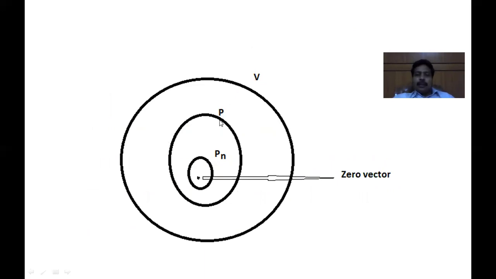And in this P, there is another subset, Pn, which is also a vector space itself. So it is a subspace of P, and it is a subspace of V also. But here you have to observe that the zero vector must be in the common area. So each vector space must contain this zero vector. This vector space must contain this zero vector also. So this is the geometrical representation of the three vector spaces we have seen so far.